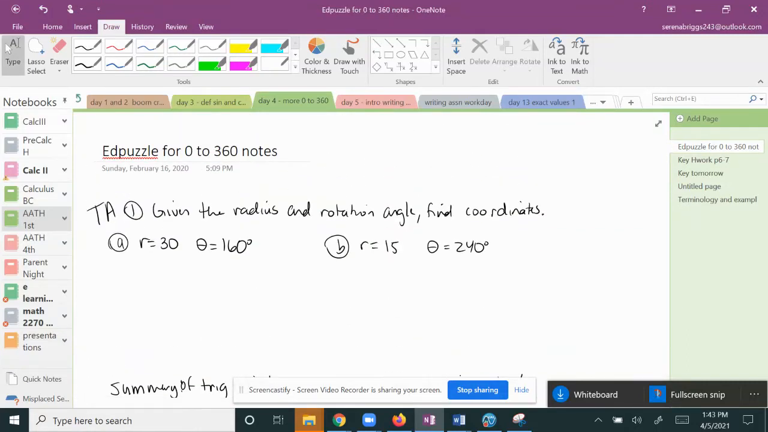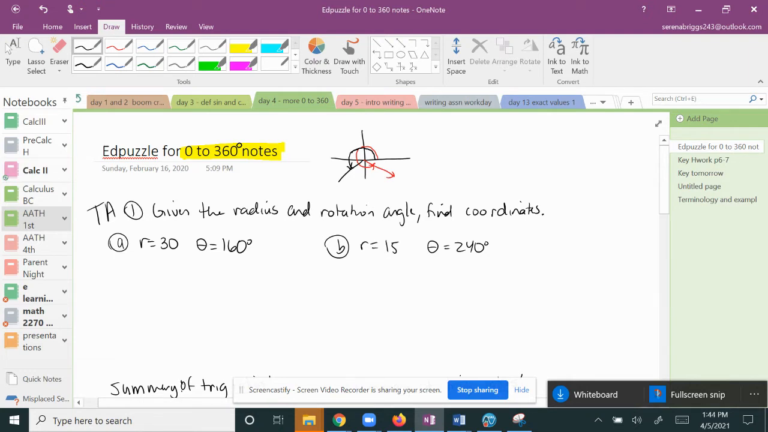All right, so label this 0 to 360 notes, because we're going to allow our rotation angles to go out of quadrant 1, out of quadrant 2, and into quadrant 3, or even into quadrant 4, in these notes, okay?